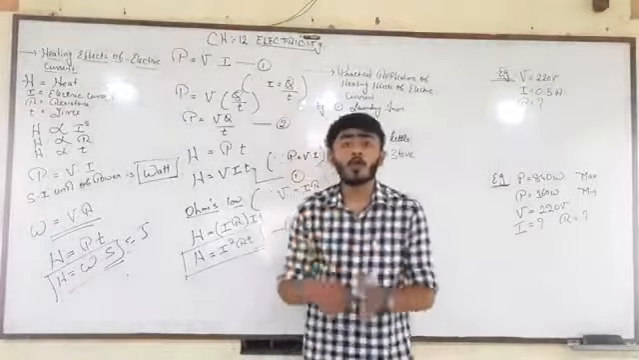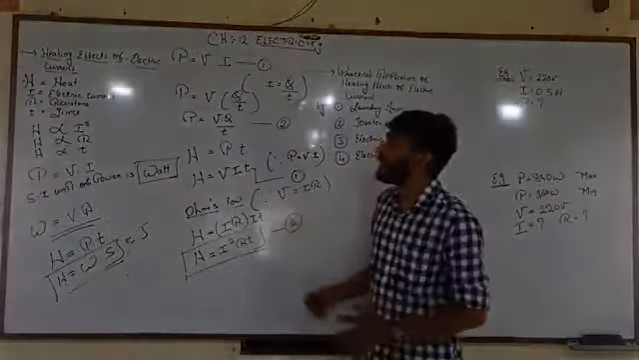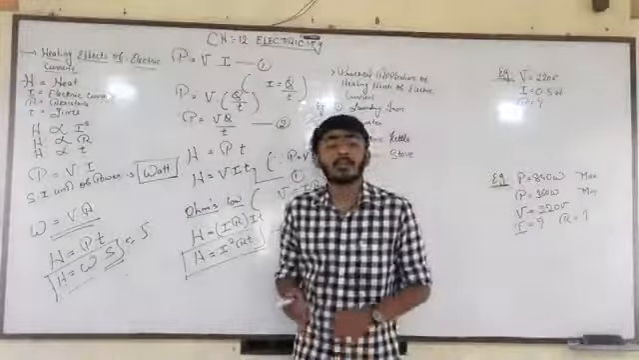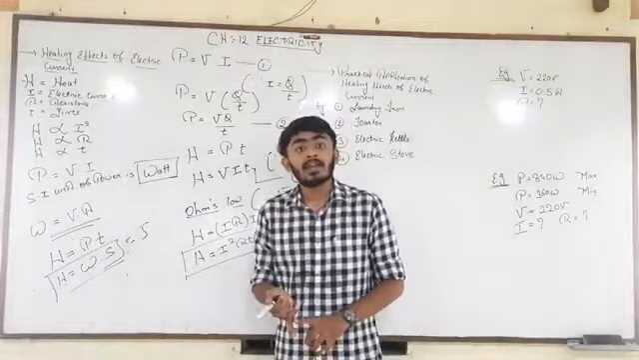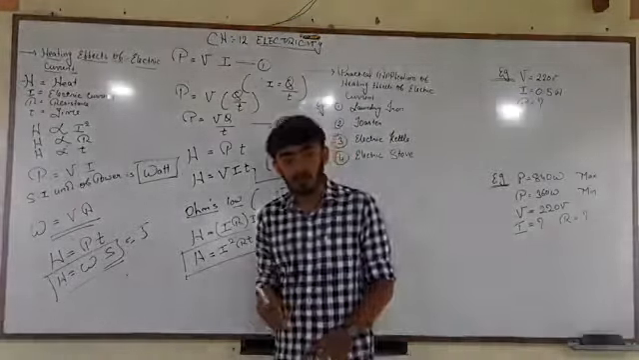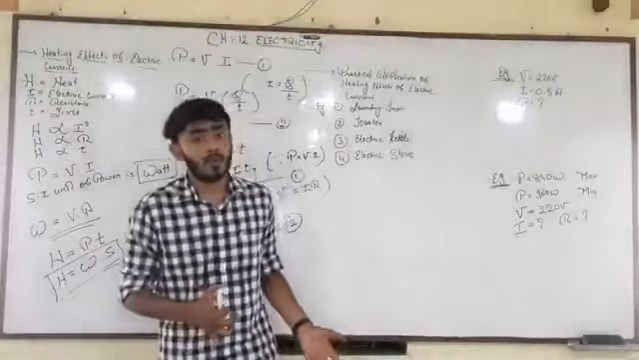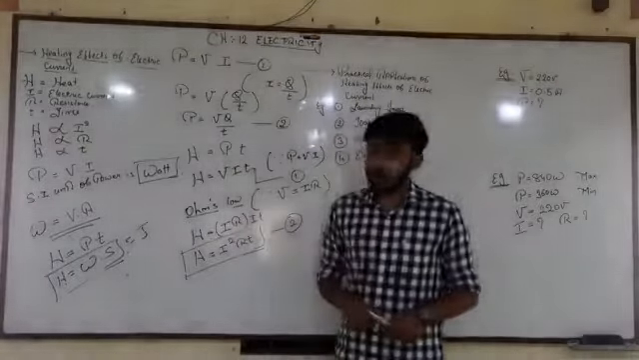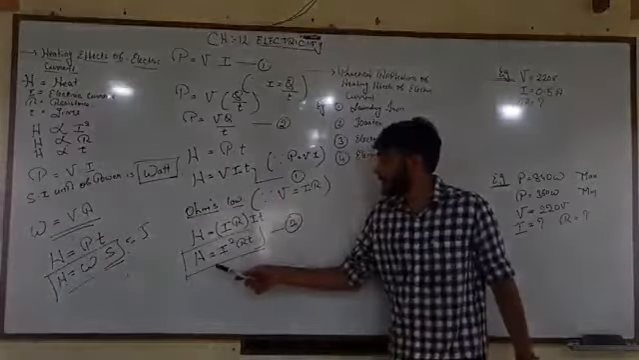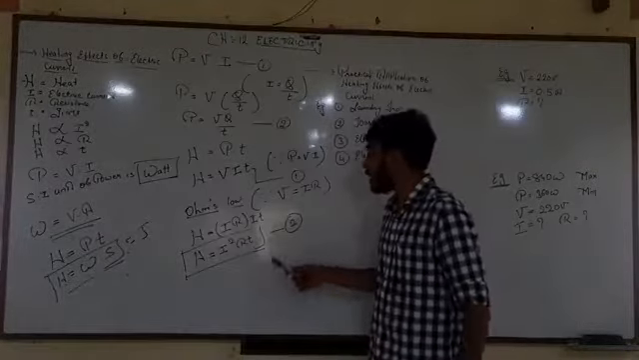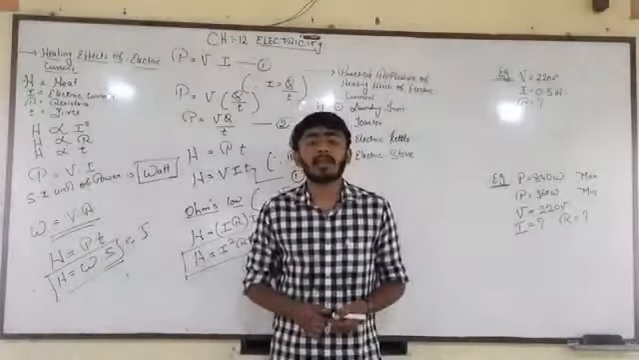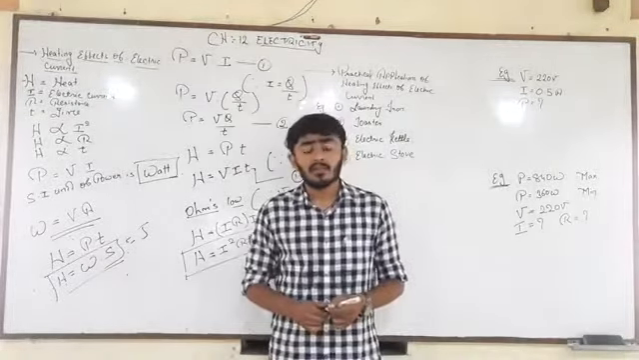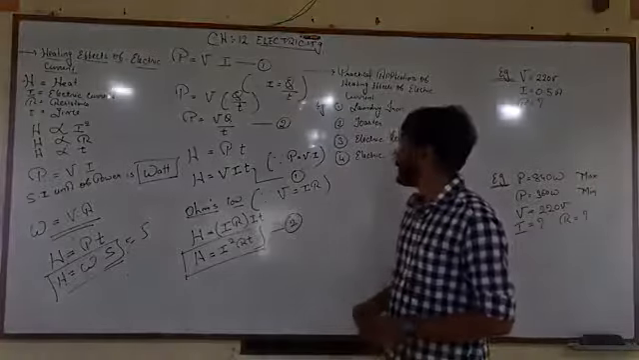I hope you all are clear with the heating effects of electric current. The energy of a battery or cell dissipated in a purely resistive circuit always dissipates in the form of heat, and that is known as heating effects of electric current. The general formula is H is equal to I square R T. I hope you are clear with this.